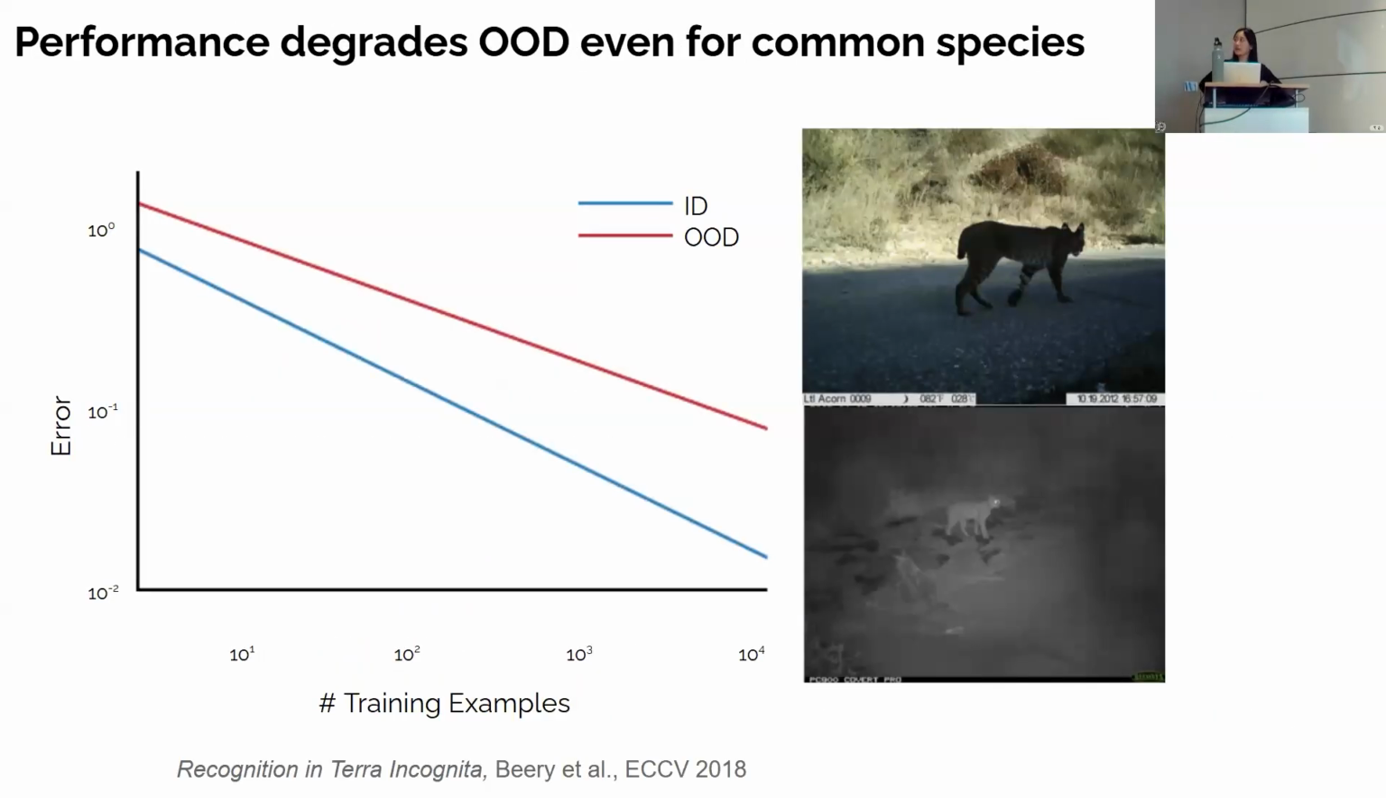One thing we should keep in mind is that performance degrades out of distribution even for very common classes. You might think, oh, this bobcat in general occurs a lot in my data set, but when you have out of distribution type images, even if it's a common species, the performance still drops.